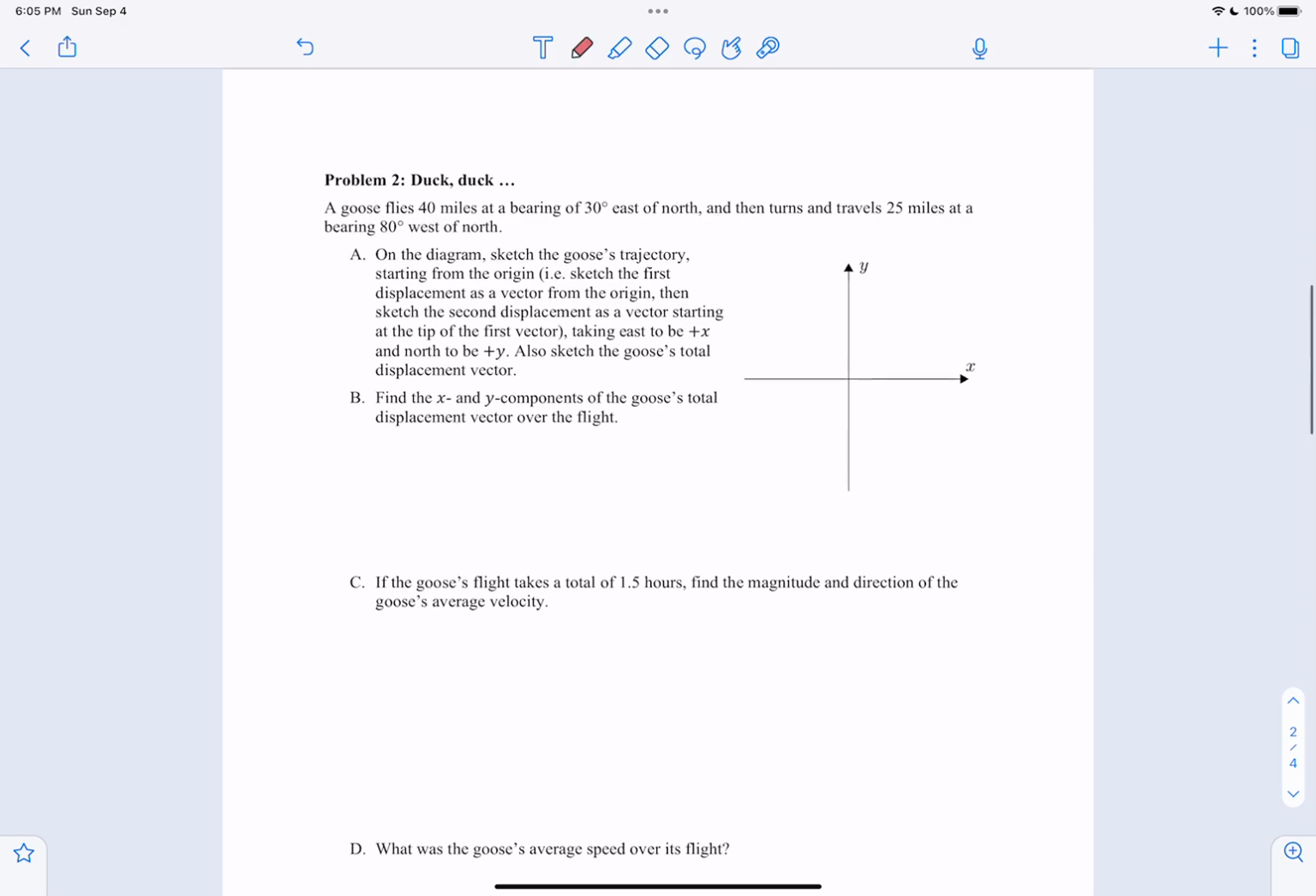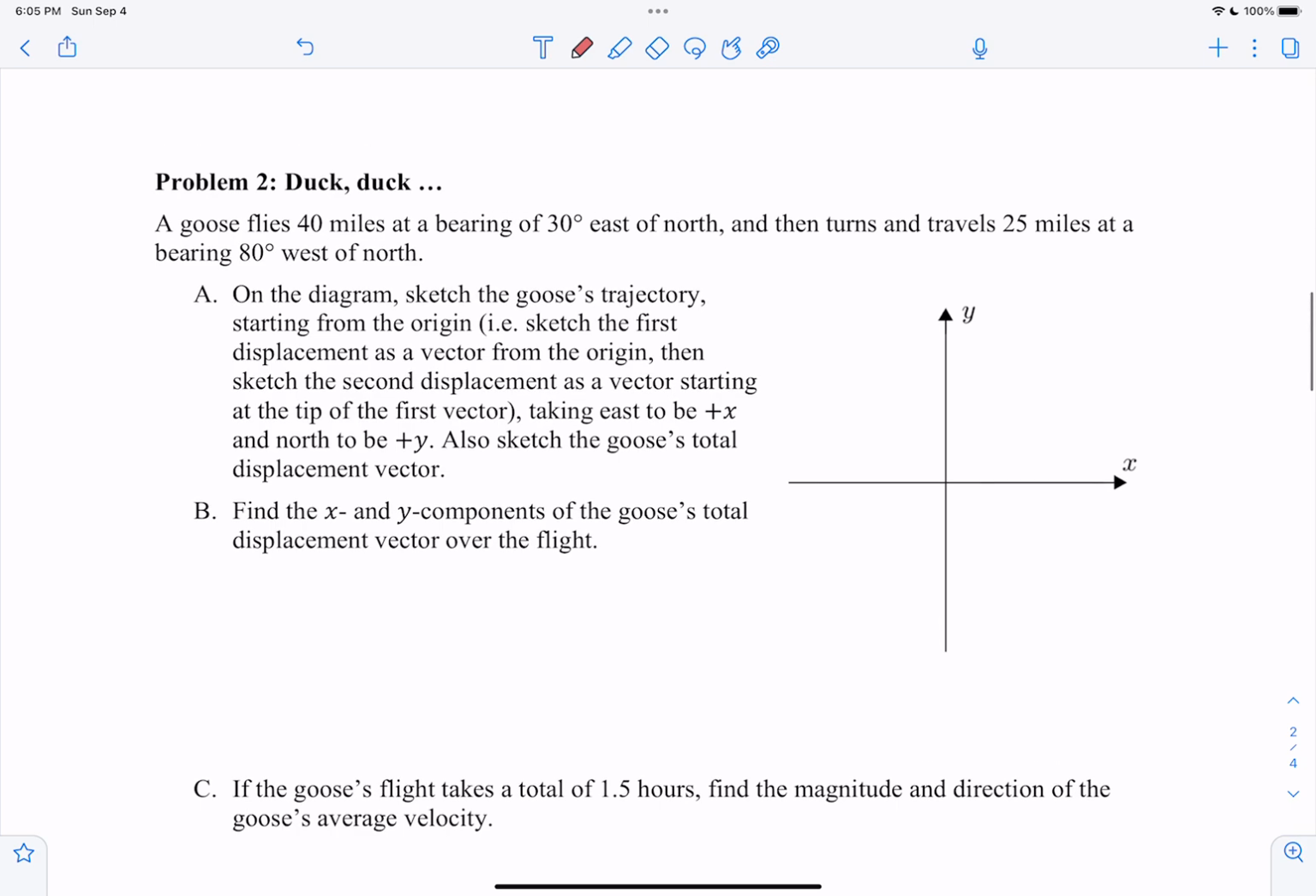Basically it says a goose flies 40 miles at a bearing of 30 degrees east of north, and then turns and travels 25 miles at a bearing 80 degrees west of north. Right? Here's the thing. It gets very complex when you change directions and go at a different angle. For that second distance, the 25 miles at a bearing 80 degrees west of north, that's where it gets more difficult. But for part A, they want us to sketch the goose's trajectory starting from the origin.